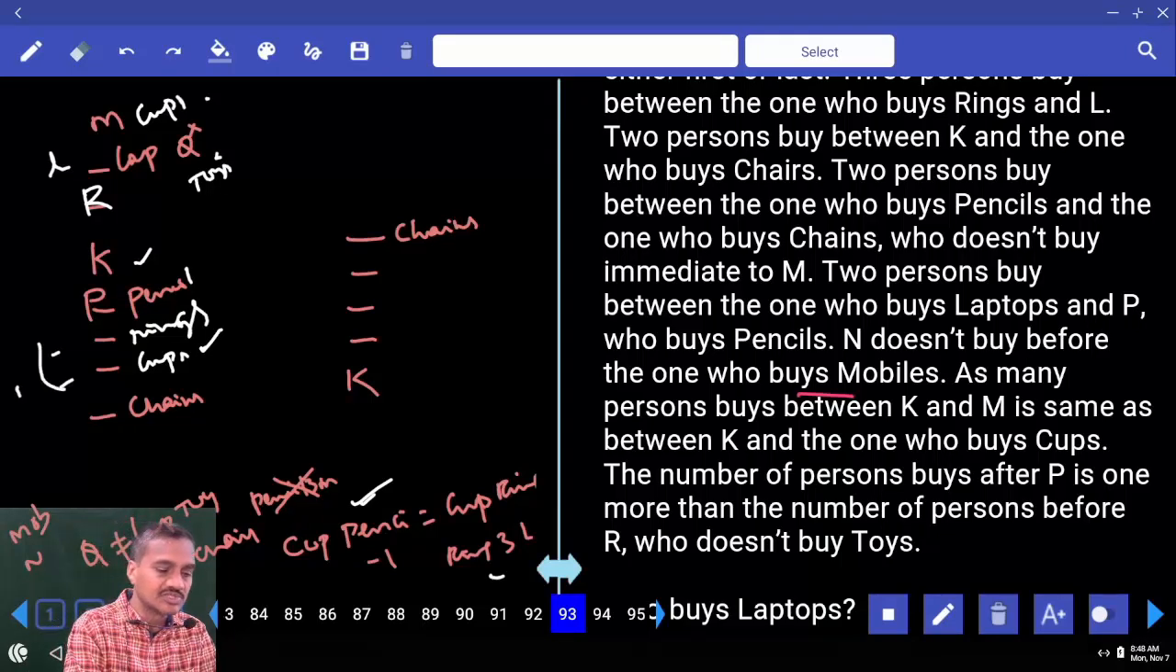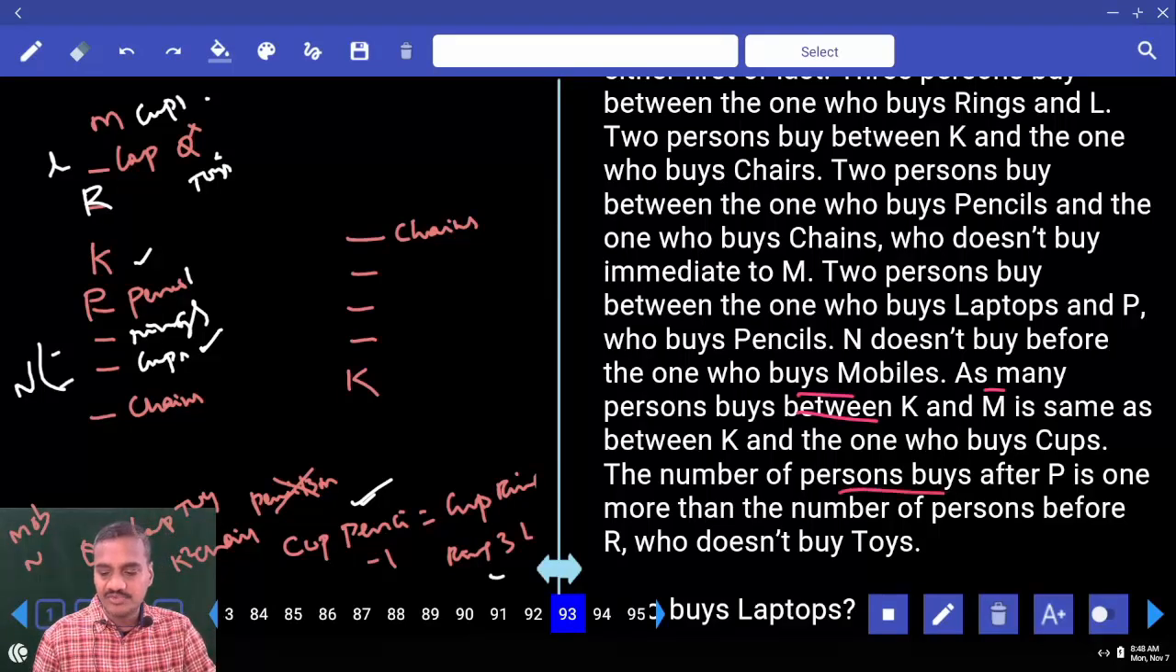Now in these 3 places one must be N. And as many persons between K and M, between K and cups. Manaki K ki M ki madhyalo entamandi unnaru, K ki cups ki madhyalo antemandi undali ani annaru. Now K and M, there are 2 people, and K and cups there are 2 people. And number of persons who buy after P is one more than the number of persons who buy before R. R does not buy toys. Done? And according to this one, ippudu manaki ikkada cuppulu, ikkada manam cup teesukunte manaki information saripotunda manaki? Yes.